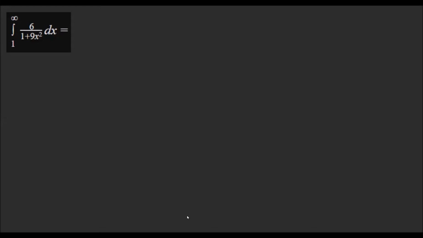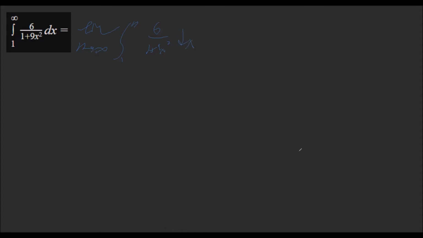Okay, this is practice problem 1. We need to find the integral from 1 to infinity of 6 over 1 plus 9x squared dx. And since this integral features a boundary consisting of infinity, the upper boundary here, we can tell that this is an improper integral, and as such, we're going to have to rewrite it. You can say that it is equal to the limit as n approaches infinity of the integral from 1 to n, 6 over 1 plus 9x squared dx. And so now we just have to integrate.